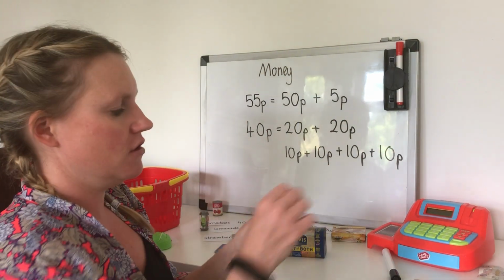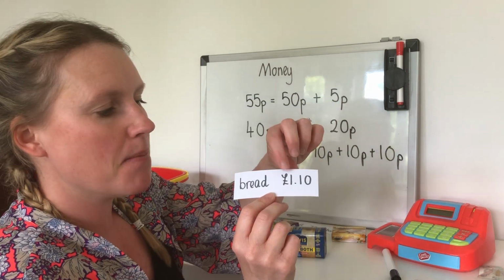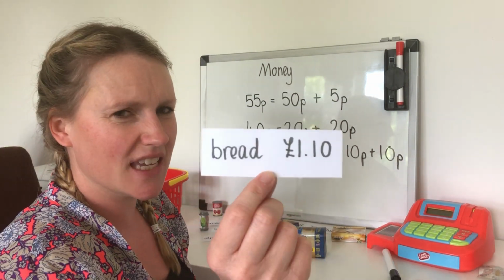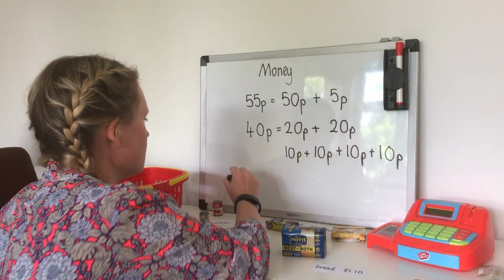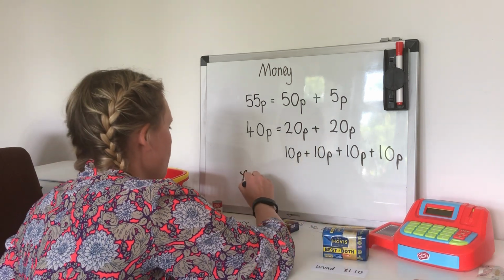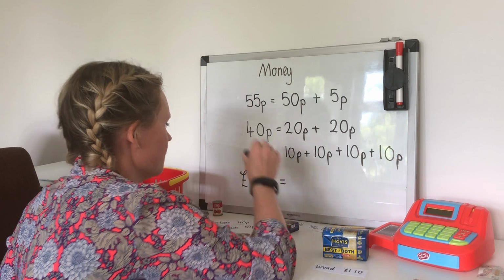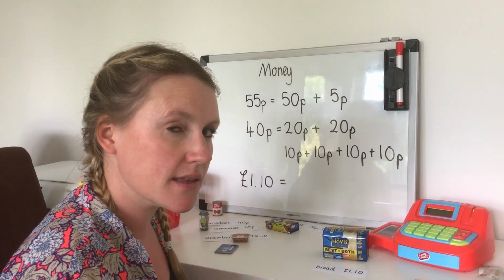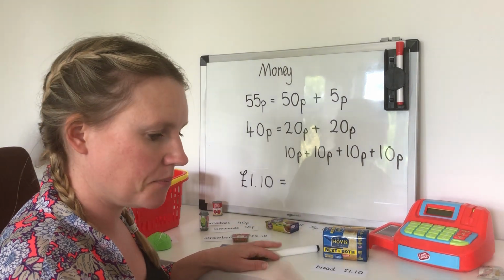And my loaf of bread costs £1.10p, and that's the pound sign. It's quite tricky to draw a pound sign. So have a go on your board. So do your pound sign like this, and you're going to write £1.10p. Now I need 2 coins to pay for something that costs £1 10p.